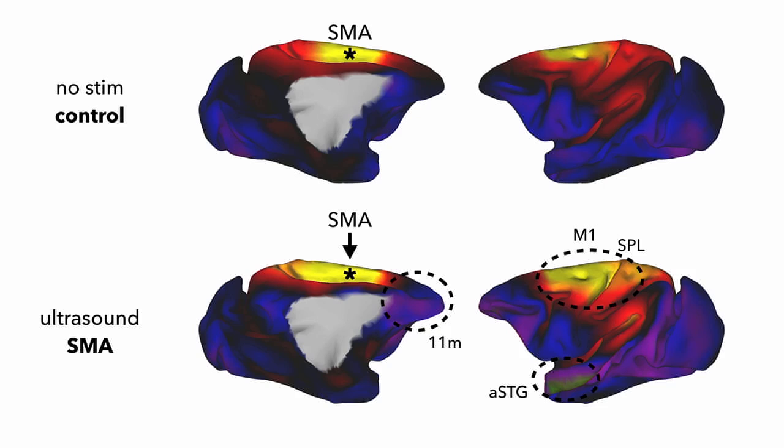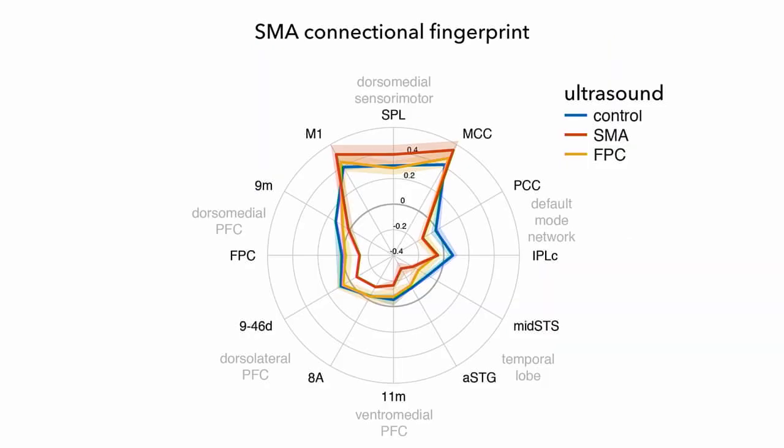SMA's connectivity profile is well known, and we can summarize this in what's called a connectional fingerprint. Let's follow the blue line here. This is SMA coupling strength with all of the regions on the circumference of the polar plot. And again, it's mostly the dorsal medial sensory motor network that SMA is coupled with. But if you compare this to the red line, after ultrasound over SMA, you can see these two effects clearly summarized. And as a control stimulation, this was the frontal pole, that in many respects is very similar to no stimulation.